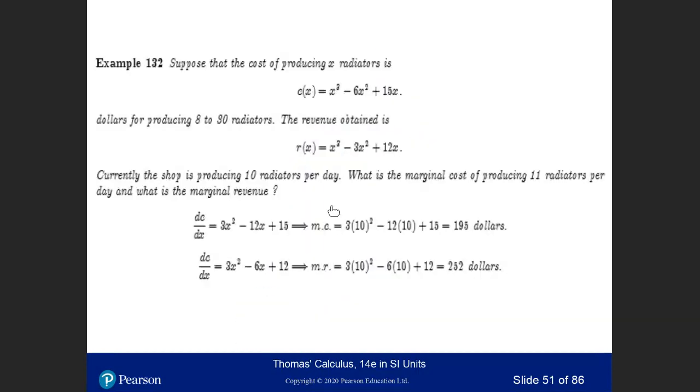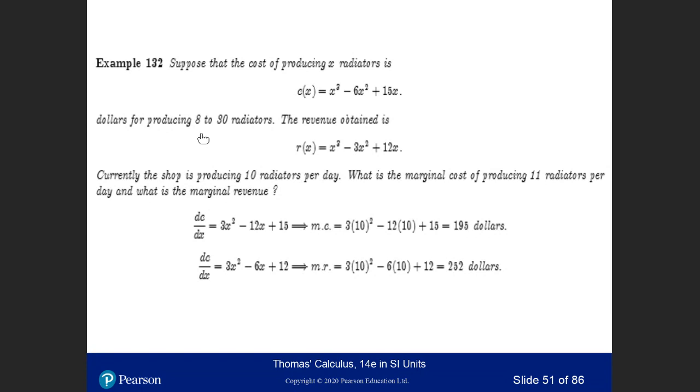Now, if you have a cost function like this, suppose that the cost of producing x radiators is C of x, x cubed minus 6x squared plus 15x dollars for producing 8 to 30 radiators. So you have a plant which produces radiators. The capacity of the plant is between 8 and 30 radiators.